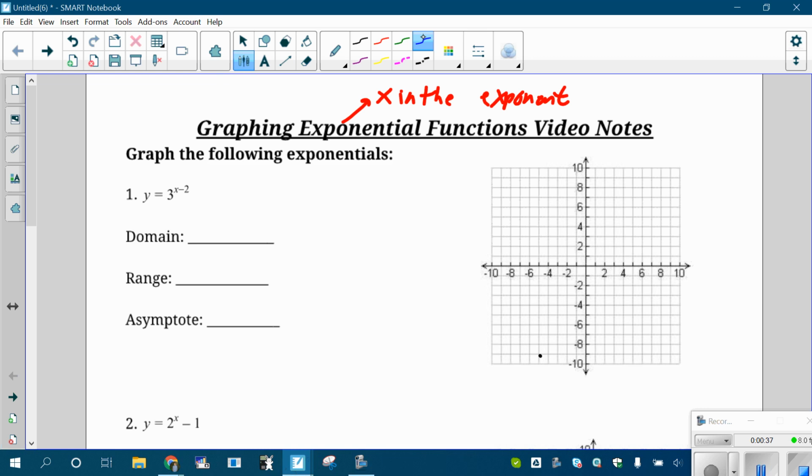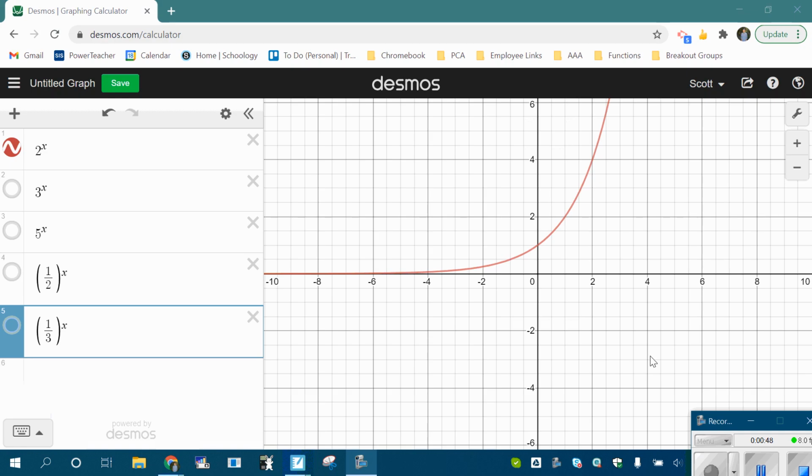We're going to graph these, and we're just going to state a couple of features of the graph, the domain, range and the asymptote. First, I'll pull up a little Desmos thing here to show you guys something. Okay, so here's a graph of 2 to the x.